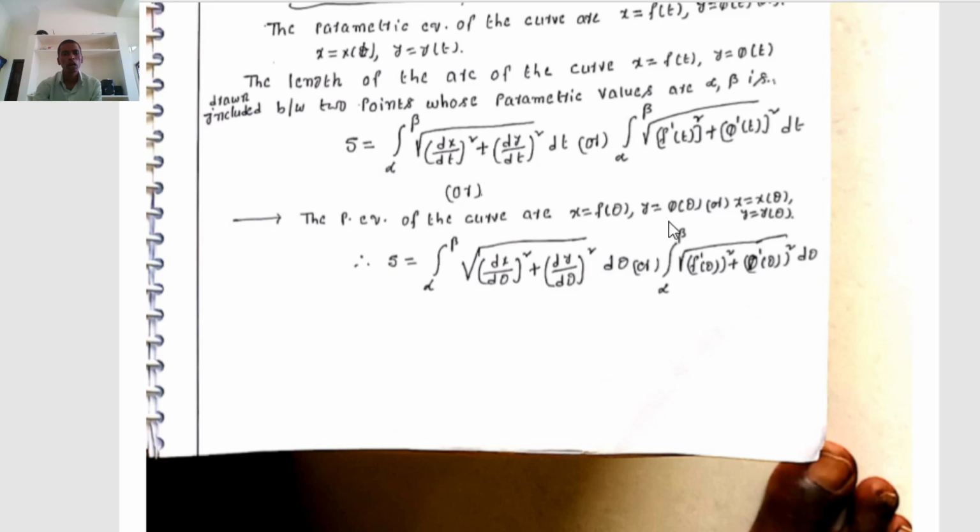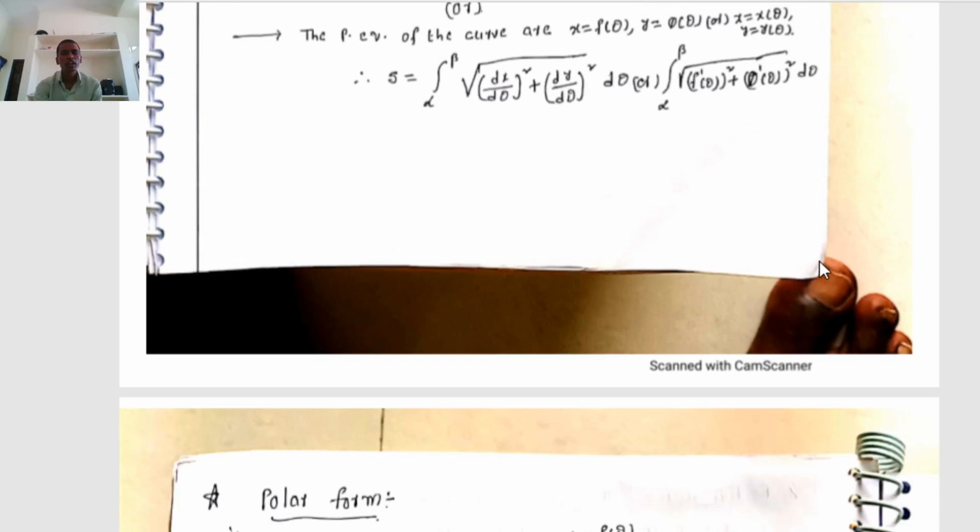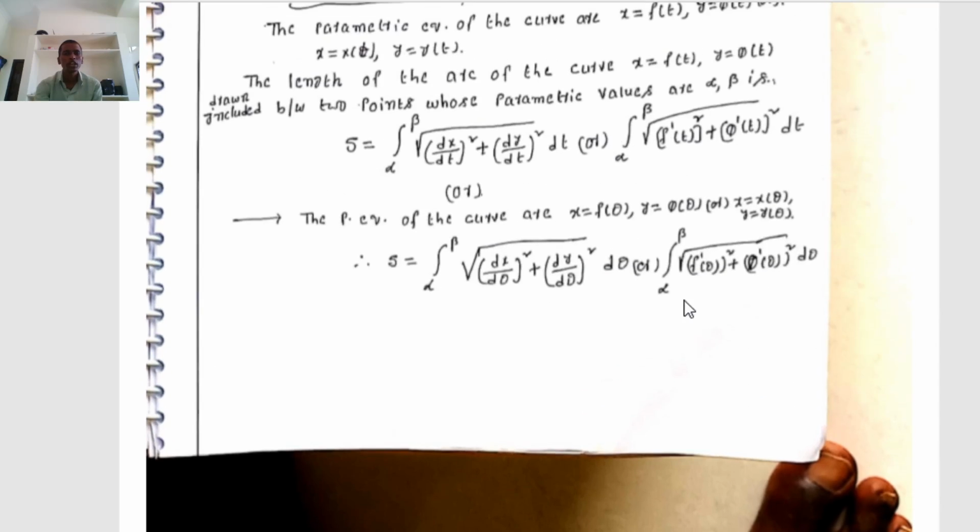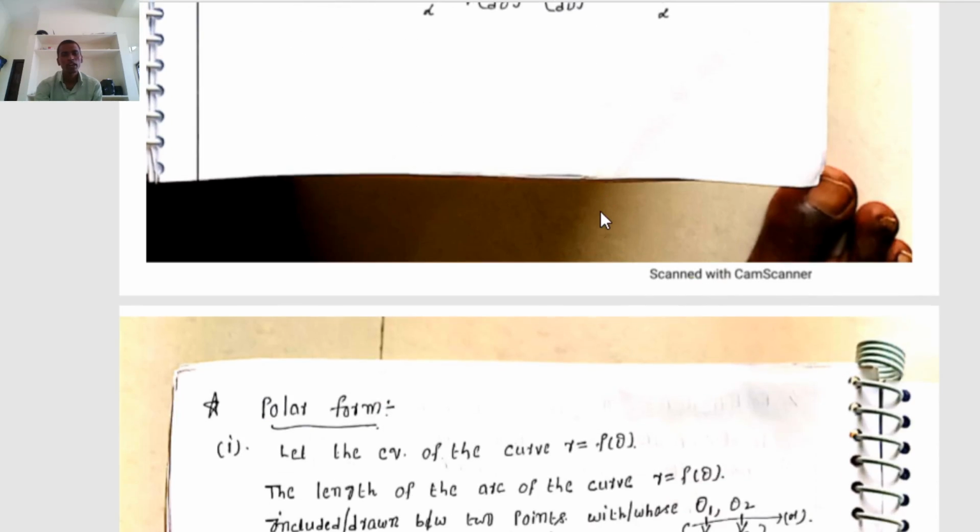Next one, suppose the parametric equations are in terms of theta. Therefore the parametric equation of the curve x equal to f of theta comma y equal to phi of theta, or x equal to x of theta comma y equal to y of theta, where theta limits are alpha comma beta. Therefore the length of the arc of the curve x equal to f of theta comma y equal to phi of theta between 2 points whose parametric values are alpha comma beta, or sometimes theta 1 comma theta 2, is s equal to integration alpha to beta square root of (dx by dt) square plus (dy by dt) square into dt.